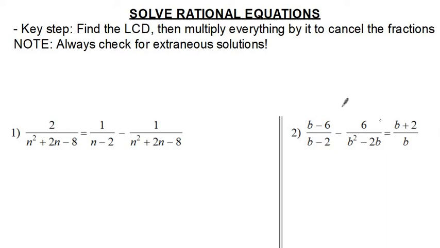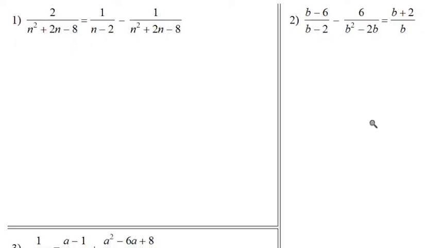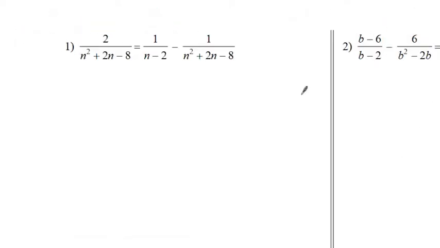The first thing we want to do, even before that, is to factor whatever we can factor. So let's try to do that on both of these. We'll start with number 1. We want to factor this. What numbers multiply to -8 but add to +2? That would be +4 and -2. And this is going to be the same.